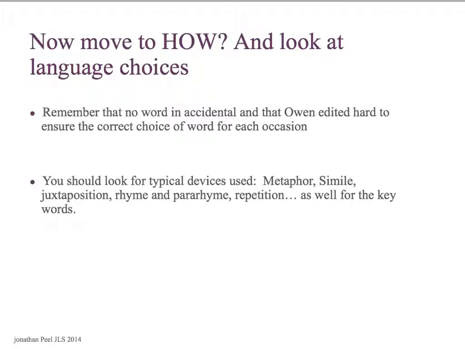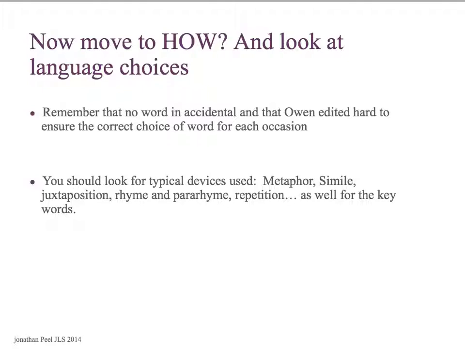And we know that in many of Owen's poems that he had time to revise, he worked very, very hard to achieve the exact wording that he wished. So we have no reason to assume that he's not done the same here. We also know the typical devices that he might use: metaphor, simile, juxtaposition, rhyme, para-rhyme, and so on. And we also know a lot of the areas we want to talk about.